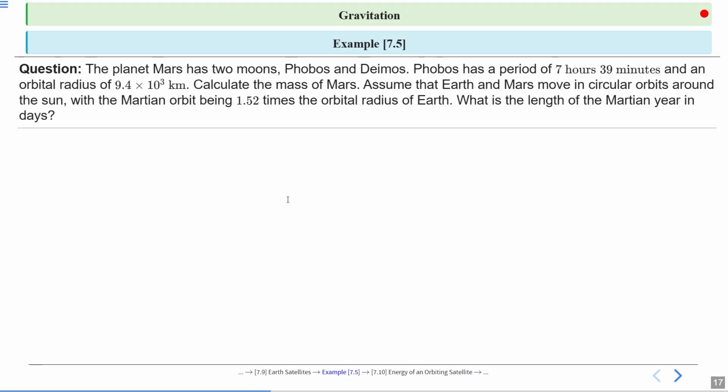Example 7.5. The planet Mars has two moons, Phobos and Deimos. Phobos has a period of 7 hours 39 minutes and orbital radius of 9.4 into 10 raised to the power 3 kilometer. Calculate the mass of Mars. Assume that Earth and Mars move in circular orbits around the Sun, with Martian orbit being 1.52 times the orbital radius of the Earth. What is the length of the Martian year in days?